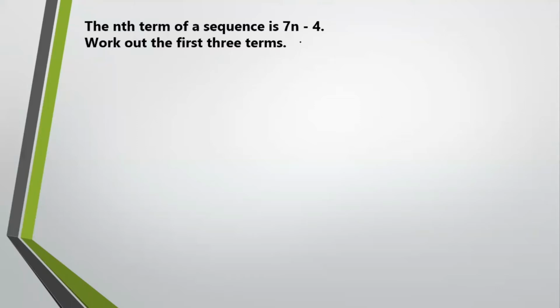Now, let's go. The nth term of the sequence is 7n minus 4. Work out the first 3 terms. Okay. So first 3 terms means T1. If I have to find T1, in place of n, I'll be putting 1. So 7 into 1 minus 4, which is 7 minus 4, and that is 3.